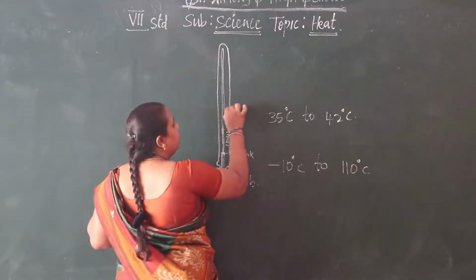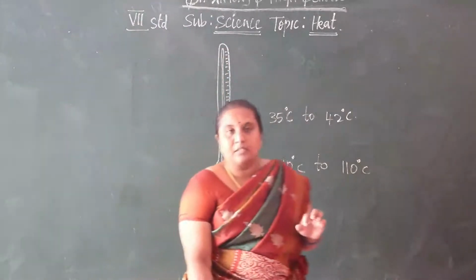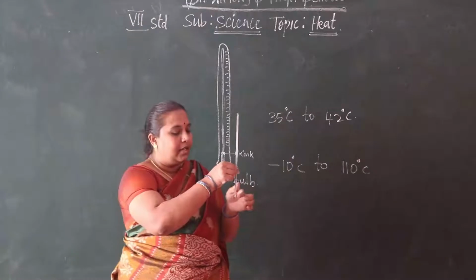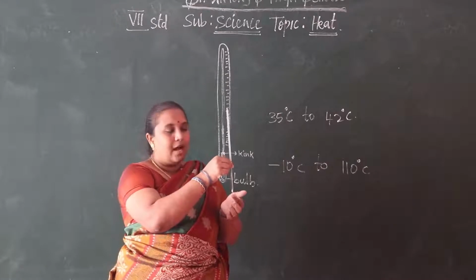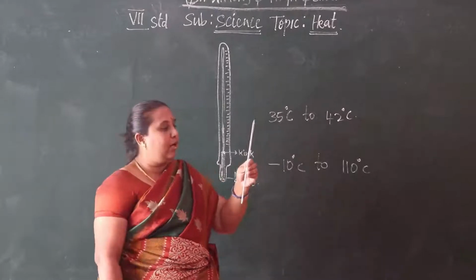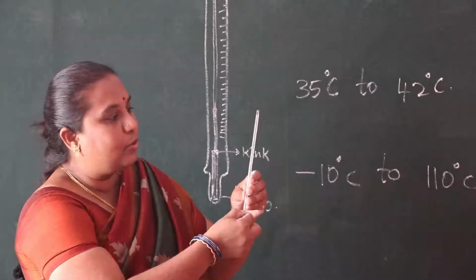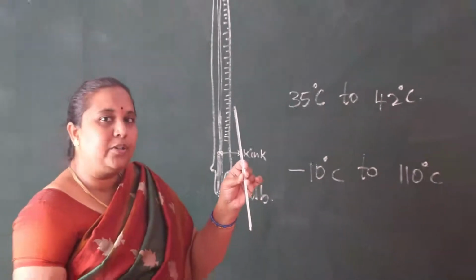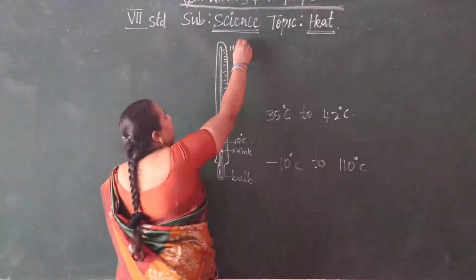Here it is the measurement in the thermometer. We hold the glass part only, not the bulb. At the end of this laboratory thermometer we have a bulb. We don't touch the bulb while taking the readings. See here, minus 10 degrees Celsius to 110 degrees Celsius. We can measure by using a laboratory thermometer from minus 10 degrees Celsius to 110 degrees Celsius.